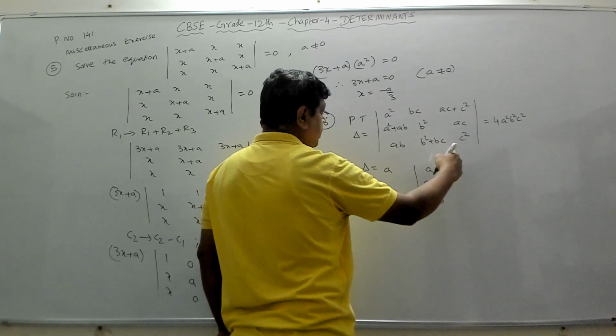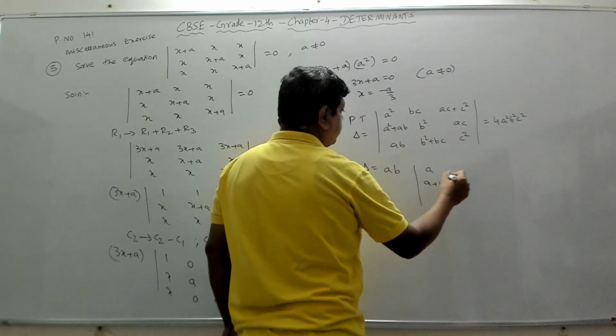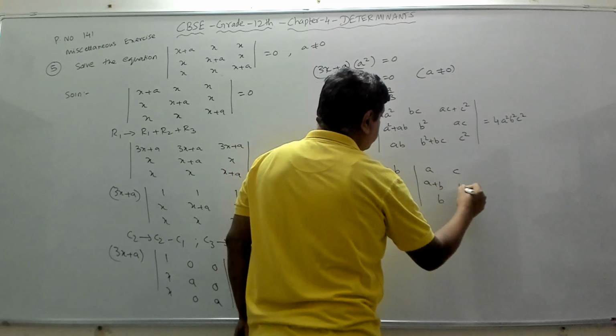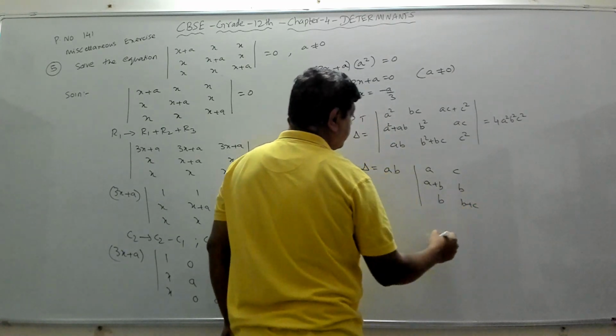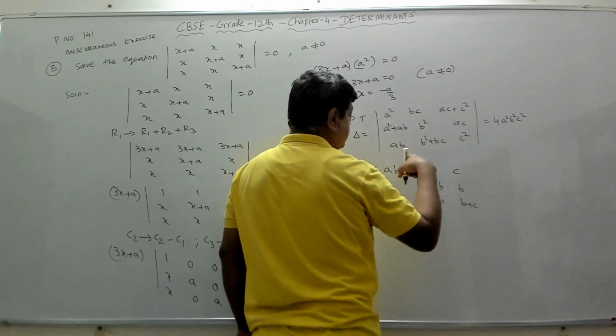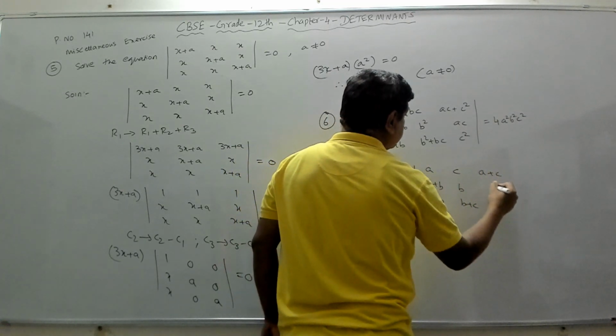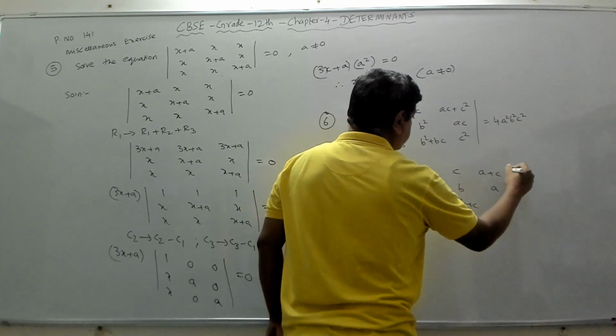Similarly, from the second column, I'm taking B out. Then it will become C, because B is taken out, B, then B plus C. Then from the third column, I'm taking C out. If I take C out, I'll get A plus C. Then it will be A, it will be C.